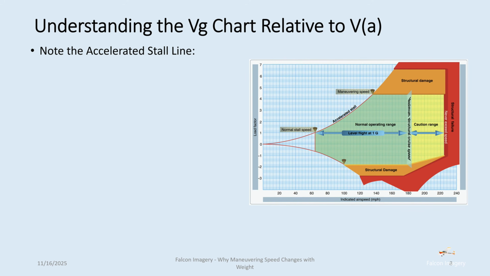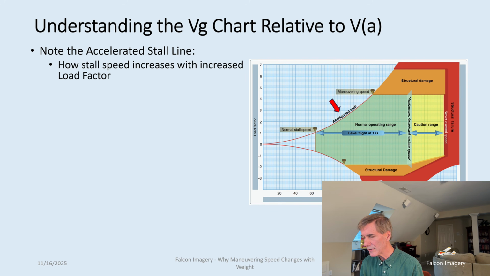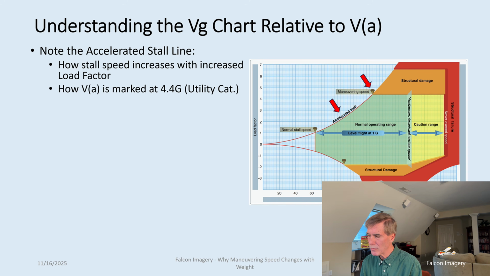Last thing I wanted to show you is this VG chart from the PHAK, Pilot's Handbook of Aeronautical Knowledge. I want to first have you notice the stall line here, the accelerated stall line, how it sweeps up from a 1G load factor up to about 4.4 Gs. And you see that curve goes up, and you'll see that 4.4 Gs is right at the corner where the max maneuvering speed is, based on a 4.4 G load factor, which is that utility category.